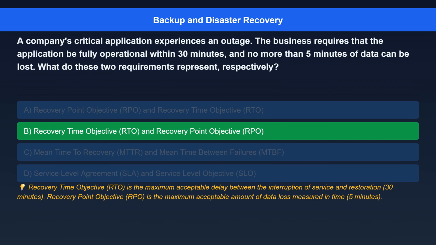The correct answer is Recovery Time Objective, RTO, and Recovery Point Objective, RPO. Here's the explanation. Recovery Time Objective, RTO, is the maximum acceptable delay between the interruption of service and restoration, 30 minutes. Recovery Point Objective, RPO, is the maximum acceptable amount of data loss measured in time, 5 minutes.